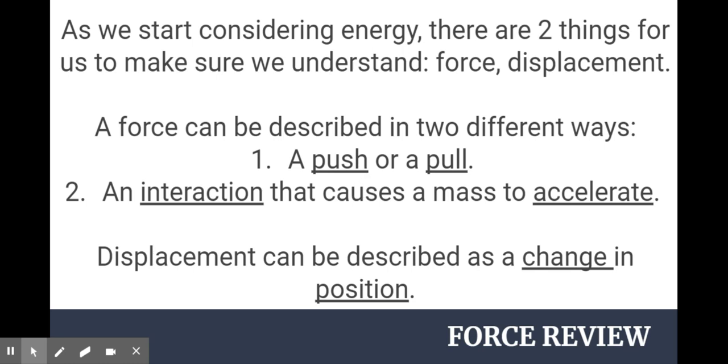All right, ladies and gentlemen, let's go ahead and start talking about energy. The first thing we're going to talk about with energy is something called work. And before we get into that, let's make sure we remember what a force is and what displacement is.